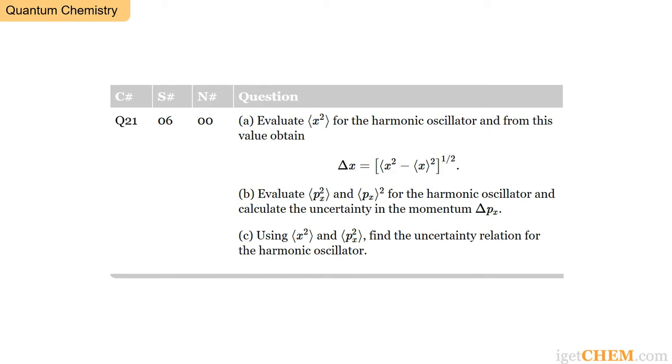Part B, evaluate p squared expectation and the square of the expectation of p for the harmonic oscillator and calculate the uncertainty in the momentum measurement. And finally, part C is to use the results from A and B to illustrate the uncertainty relationship for the wave function in the harmonic oscillator.